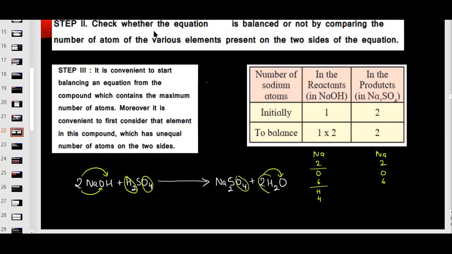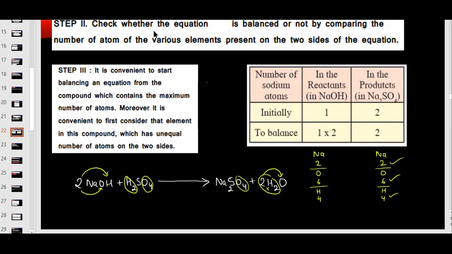This 2 will go for this. That is 2 multiplied to, when the numbers are written like that, we have to multiply the number. 2 times 2 becomes 4. So this hydrogen, this side is 4. So it is balanced. You see here, sodium is also balanced. Oxygen is also balanced now.